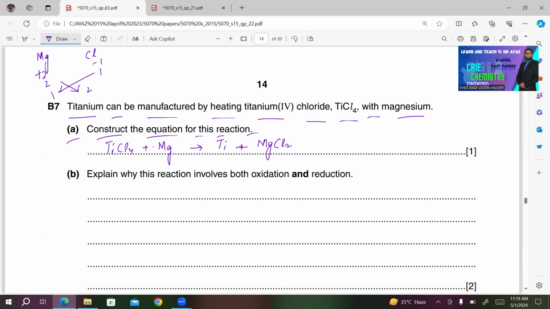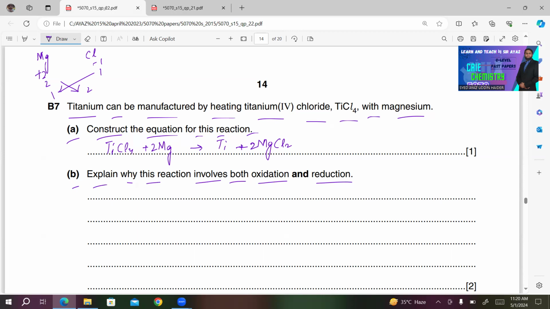Let's balance the equation. There are 4 Cl on the left-hand side of the equation, so there must be 4 on the right-hand side. So I'll write 2 here and 2 before magnesium on the left-hand side. This is balanced now. B. Explain why this reaction involves both oxidation and reduction.